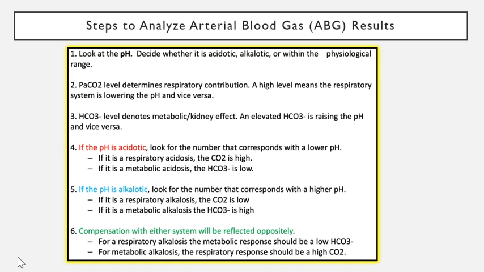If the pH is acidic, you look for the number that corresponds with the lower pH. So if it's respiratory acidosis, the CO2 level will be high. And if it's metabolic acidosis, the carbonate ions will be low. And then for the basic conditions, if it's respiratory alkalosis, the CO2 is low, and if it's metabolic alkalosis, the carbonate ion contribution is high. So ultimately, I'm going to give you a situation and a whole bunch of numbers, and you're just going to have to tell me, is it respiratory acidosis, metabolic acidosis, respiratory alkalosis, or metabolic alkalosis?